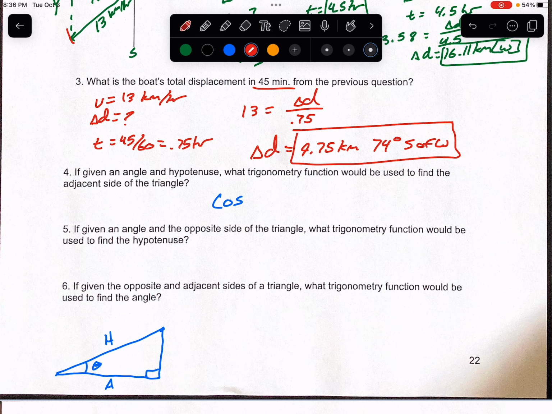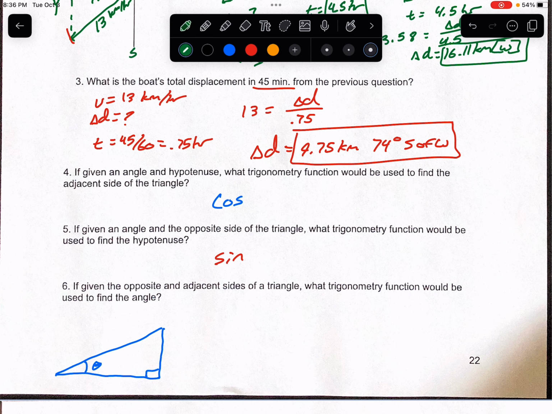Now if I'm given an angle and the opposite side, let me fix my triangle. I'm given an angle and the opposite side. What trigonometry function would be used to find the hypotenuse? So that's what you're looking for. Which trig function uses hypotenuse and opposite? That is going to be sine. Now I'm going to erase this real quick.